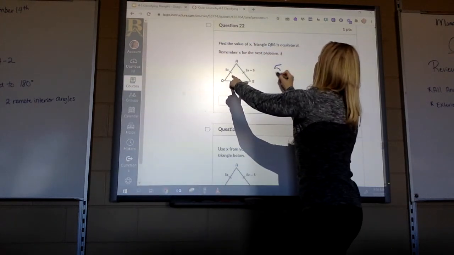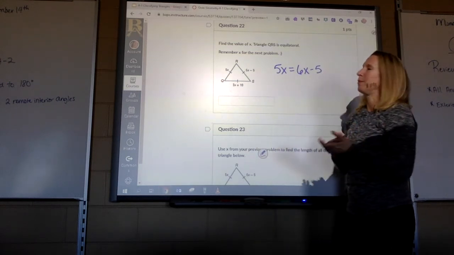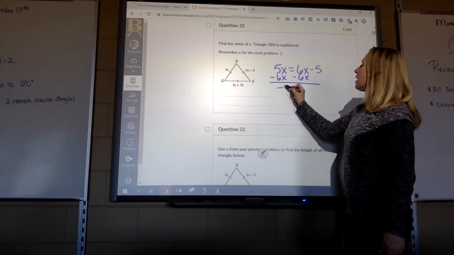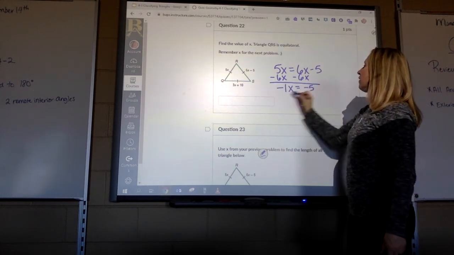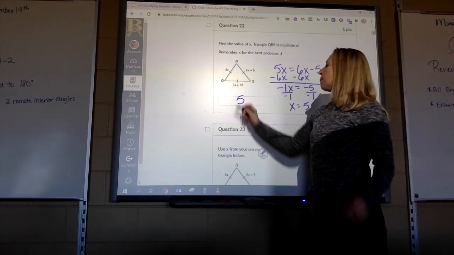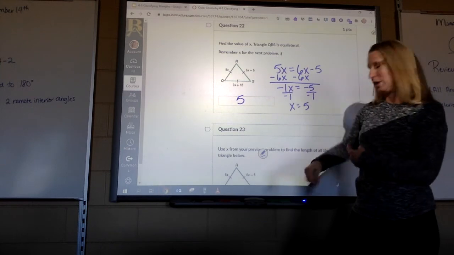And I'm going to put them equal. So I'm going to put 5x equals 6x minus 5. That's how I'm going to do it. Minus 6x. Negative 1x equals negative 5. So x would be 5. And then just remember your value to plug it in on number 23.